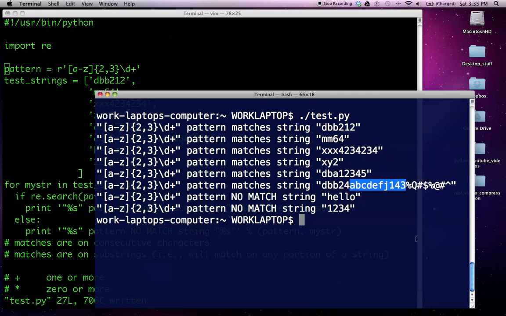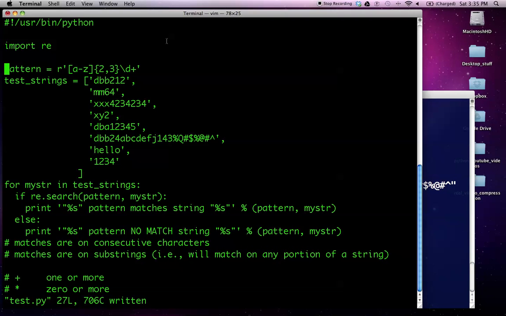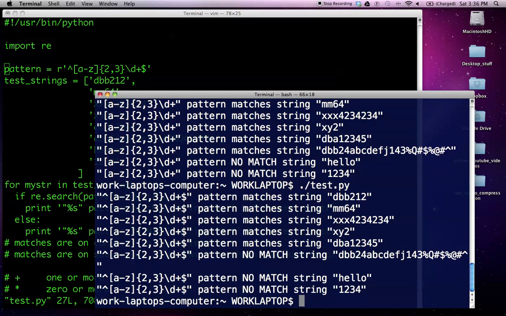What is missing from this? The anchors. The anchors, of course. The anchors must anchor the string if we're going to validate it. So we're going to put an anchor at the beginning. We'll put an anchor at the end. And now it's going to hopefully do what we want it to do. No match, no match, no match. That's exactly what we wanted.